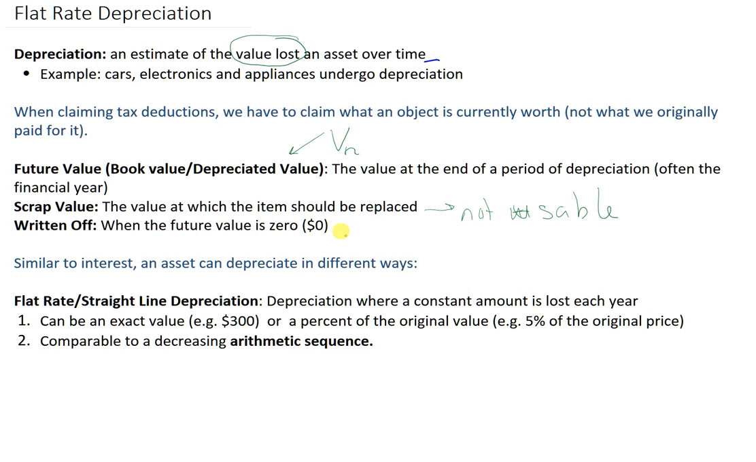Okay. So what we're going to look at today is just one type of depreciation. So looking at a certain method for the value going down each time. So very similar to interest, an asset, so that's something that has value, can depreciate in different ways. So there's kind of a parallel to simple interest, a parallel to compound interest, and then something that's a little bit new. So for now, we're going to take a look at the flat rate or straight line depreciation. Again, you can use those interchangeably. So this is kind of the parallel to simple interest.